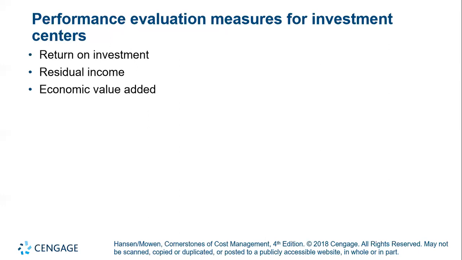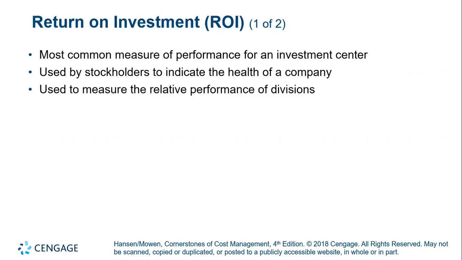Now we have the return on investment, or the ROI, residual income, or RI, and economic value added, or the EVA. So we have now the performance evaluation measures. Now, return on investment, or the ROI, is the most common measure of performance for an investment center, used by stockholders to indicate the health of a company and used to measure the relative performance of divisions.